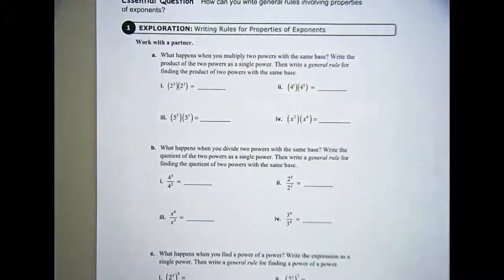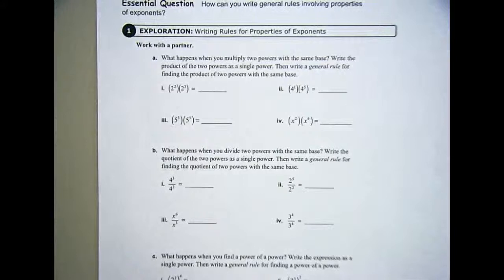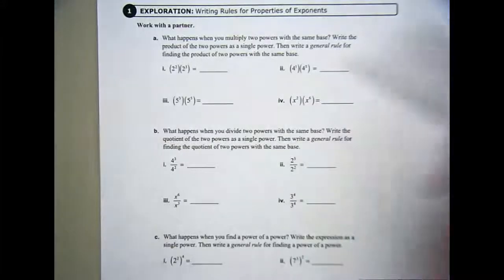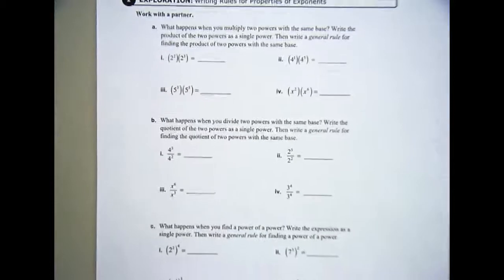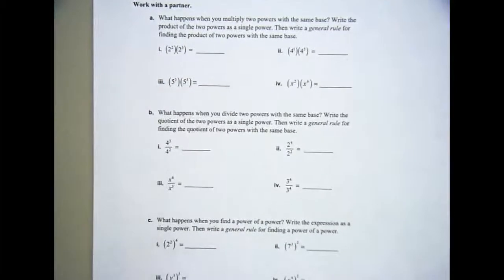Page 168 is where we're at. I want you to go ahead and work through exploration 1A, 1B, and 1C. Without a calculator, please. You're working through 1A, B, and C without a calculator. You're putting your answers in exponential form.